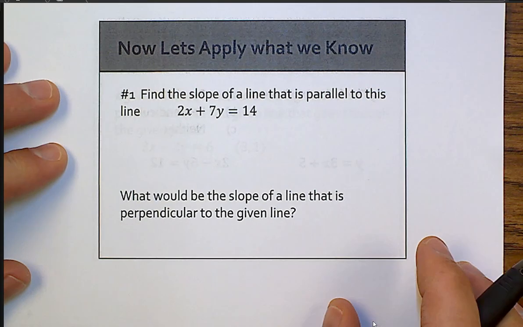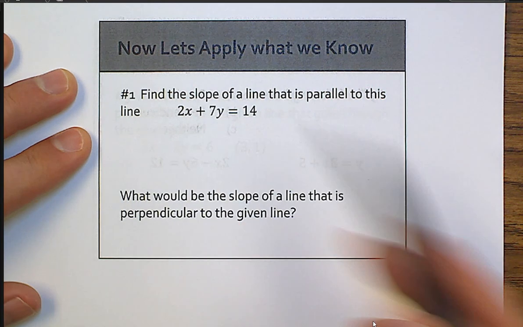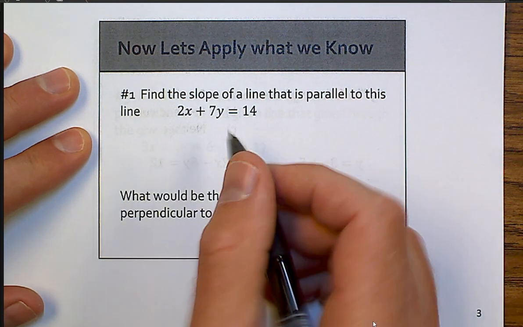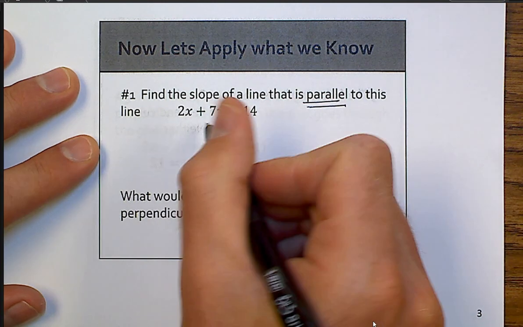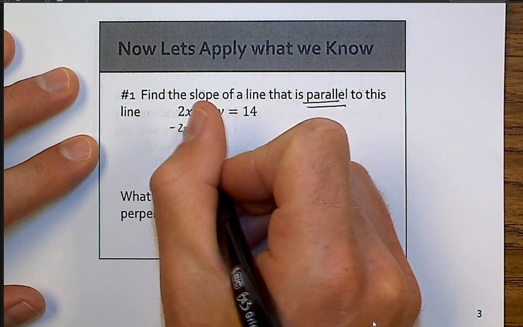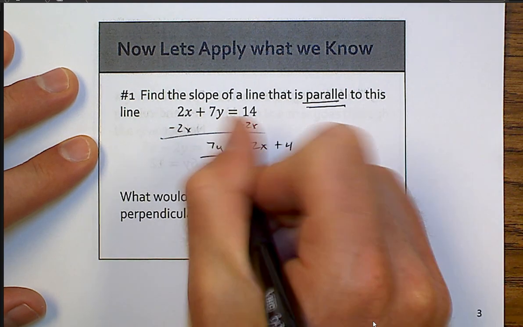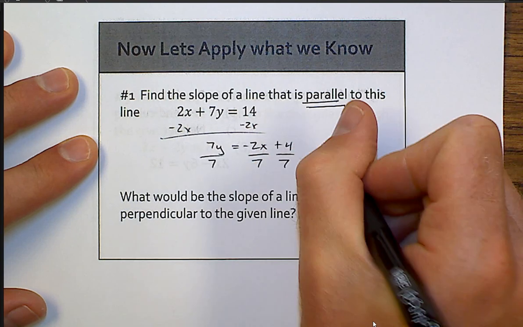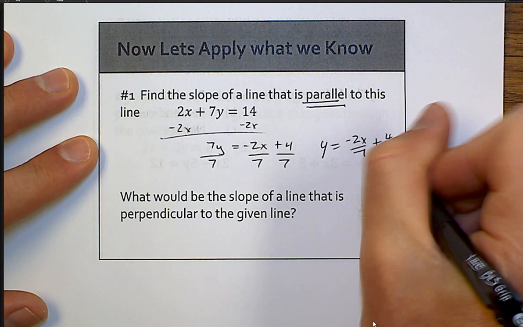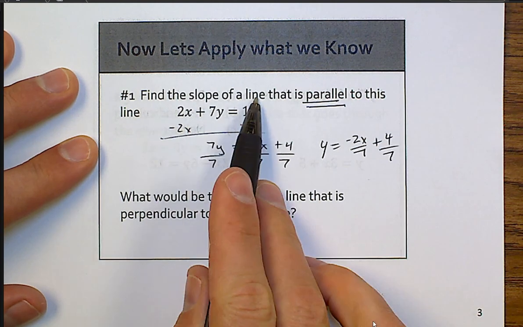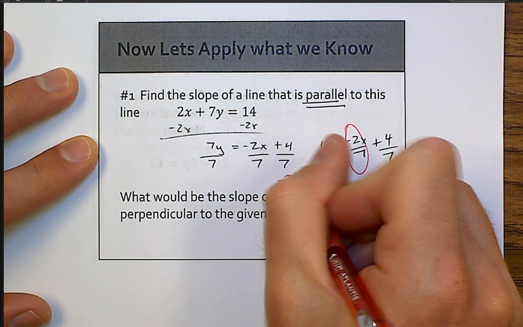Number 1 says, find the slope of a line that is parallel to this line. Well, keyword, parallel, we need to figure out the slope. So we want to put this in y equals mx plus b. Do this very quickly. We did this in lesson 3 a little bit. Divide everything by 7, and I'm going to get y equals negative 2x over 7 plus 4/7. Find the slope of a line that's parallel to this. The slope would have to be negative 2/7. That would be our answer.